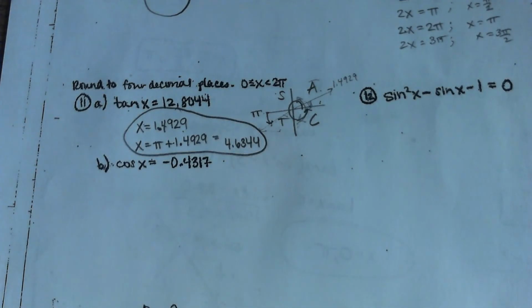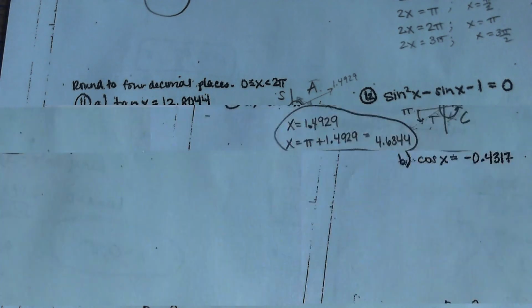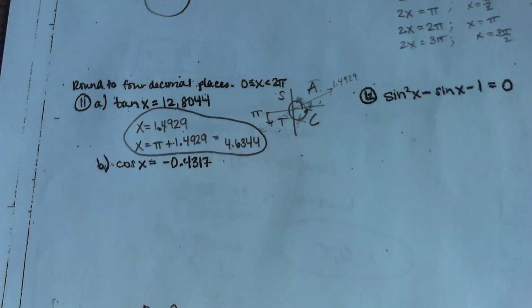So the thing you have to know about your calculator is for inverse tangent, it's only going to give you quadrants 1 or 4. If you do inverse sine, it's only going to give you quadrants 1 or 4. And if you do inverse cosine, it's only going to give you quadrant 1 or 2. You have to find out the other one on your own. Okie doke?